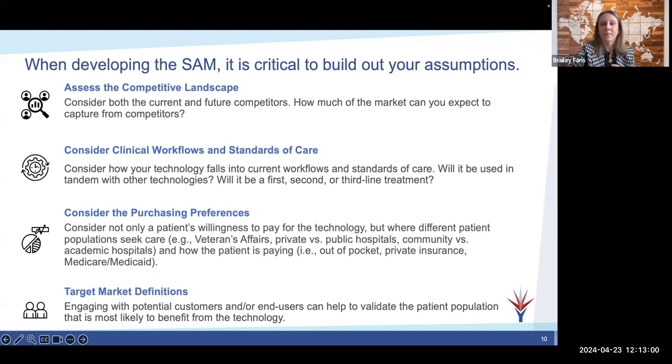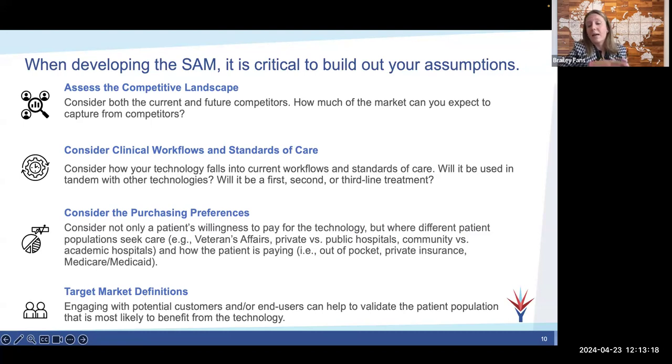Now, when you're considering how to segment the SAM, there are a number of different ways that you could think about it. You could assess the competitive landscape, and as a part of this, it would be important to consider both the current and the future competitors. And it's important to consider that future competitor, especially if there are products that would reach the market before yours, because then they will take a portion of that market share.